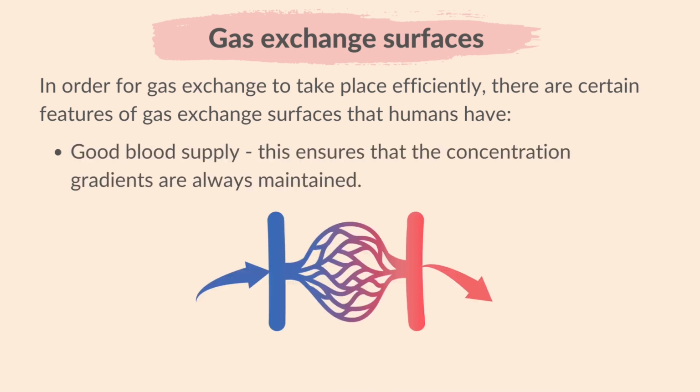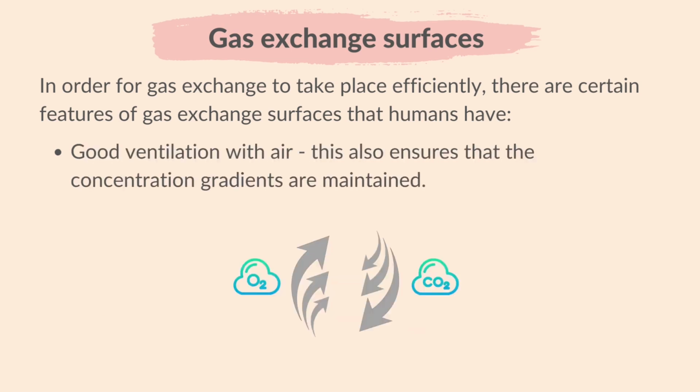A good blood supply ensures that the concentration gradients are always maintained. New deoxygenated blood is always arriving, and oxygenated blood is constantly being carried away. And good ventilation with air also ensures that the concentration gradients of carbon dioxide and oxygen are maintained.